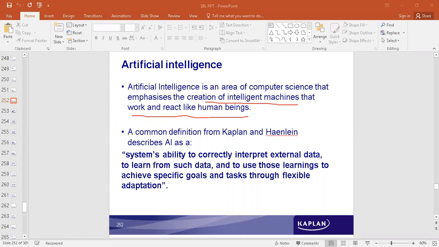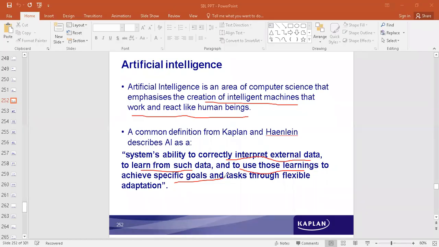There is a definition from Kaplan and Haenlein that describes AI as the system's ability to correctly interpret external data, to learn from such data and to use those learnings to achieve specific goals and tasks through flexible adaptation. So machines are now able to learn from past experiences, learn from data, apply that learning to different situations that arise in future, and adjust themselves according to the changed environment.